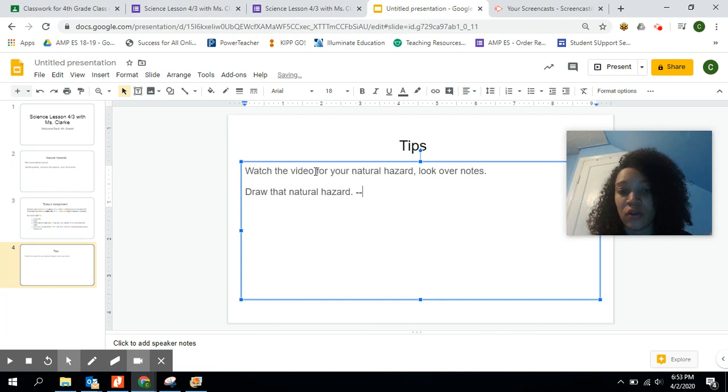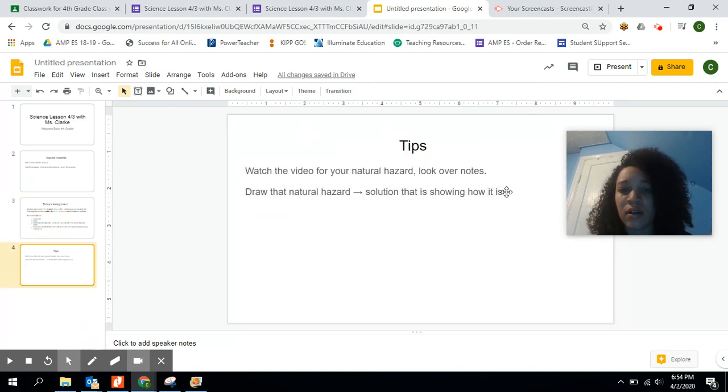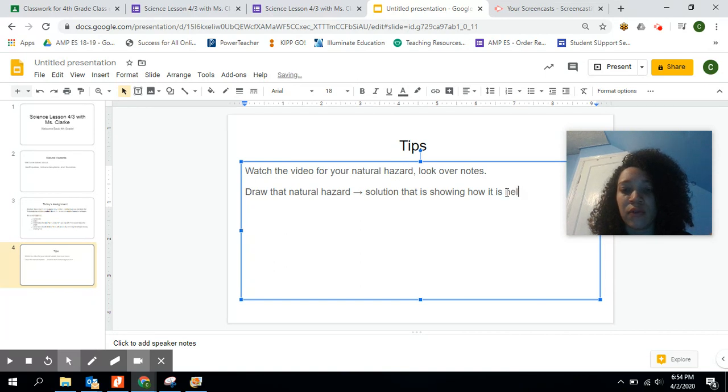Right? Then you're going to draw some arrows to then show. Oh, why didn't it go into an arrow? There we go. Then you're going to be drawing your solution that is showing how it is helpful. It shows how it is helpful to protect the people.